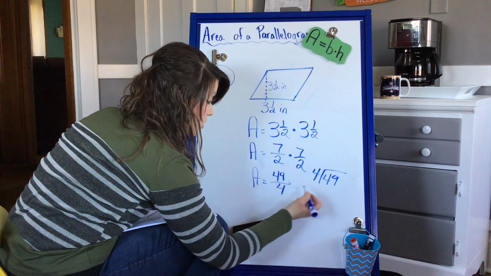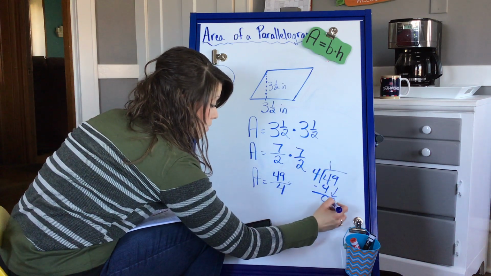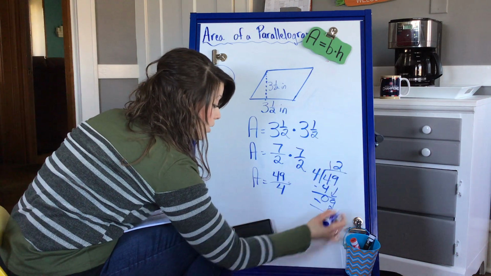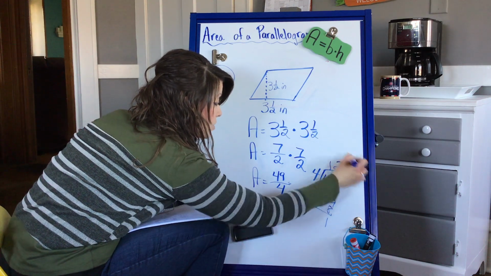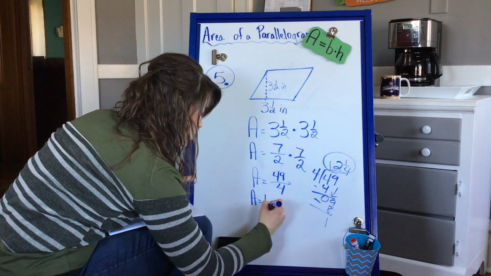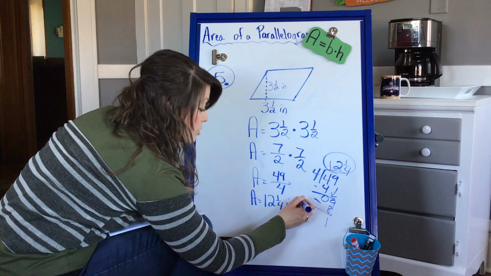So use that long division. 4 fits in 4 twelve times, 4 times 12 gives you 48. I'm left with 1 over 4. So it's 12 and 1/4. So my area is 12 and 1/4 inches, and now I am doing the area, so it'd be inches squared.